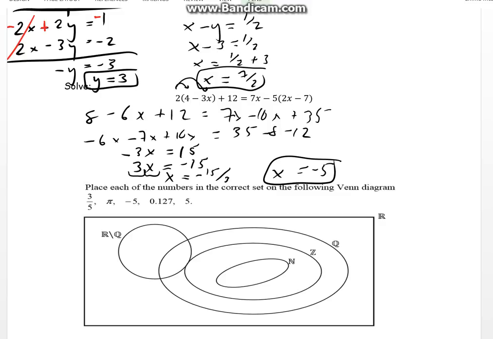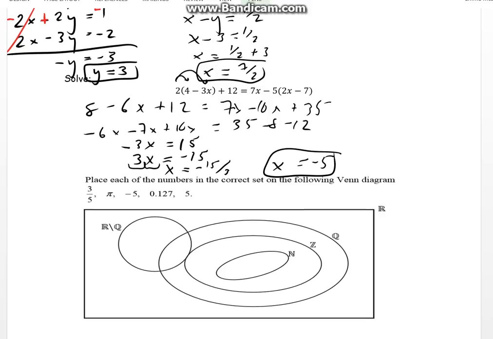And finally, our last question. Place each of the numbers in the correct set. So this one should be easy enough. Okay, so your natural numbers go in here. Integers go within this section. Rational numbers, meaning they're fractions, remember that. Real numbers go outside here. And then your irrational numbers, numbers that can't be written as a fraction, go in here.